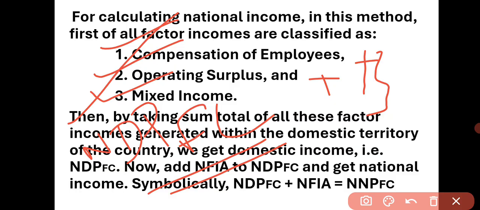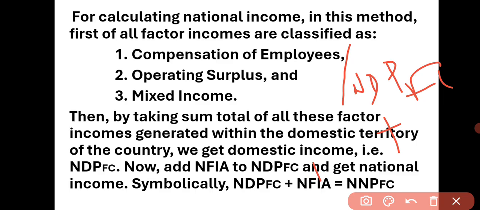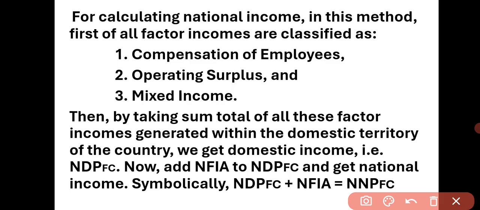So how to get national income or NNPFC? Just add NFIA to NDPFC, you will get NNPFC. After adding all these three things, we are getting NDPFC. And just by adding NFIA, net factor income from abroad, we will get NNPFC. So, this is the process how to calculate national income through income method.